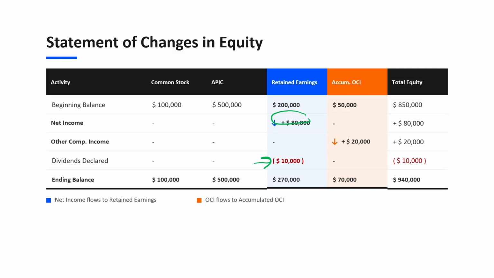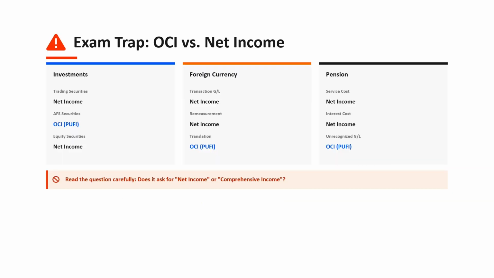Now let's go over some common exam traps. So number one, in the question, make sure you read it carefully because sometimes they're asking net income, sometimes they're asking comprehensive income.